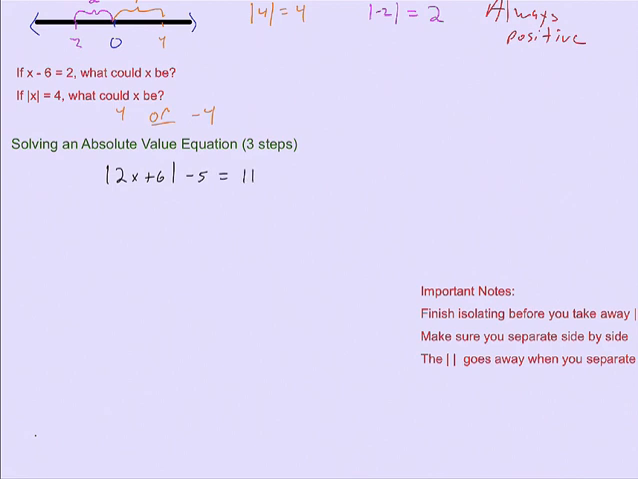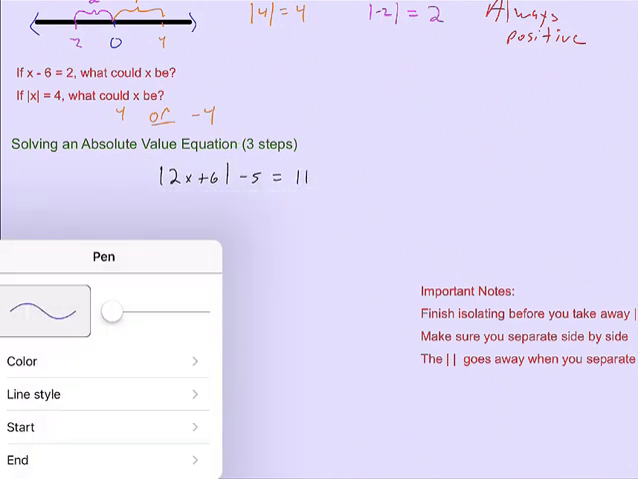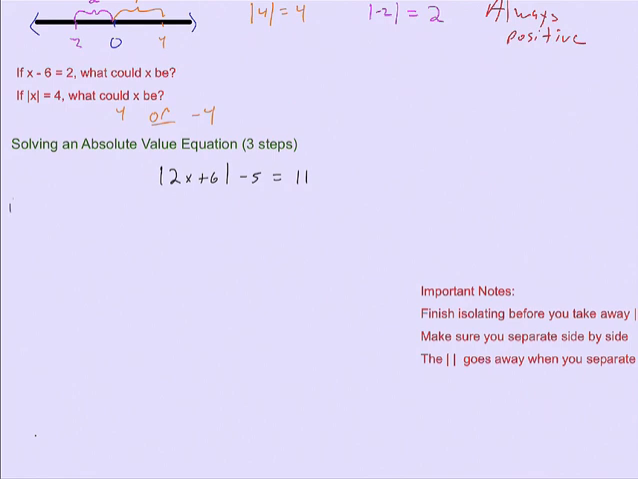And just like the simple equation above, 3x equals 9, we solved for that unknown to find out what x has to equal. We're going to do the same thing here. Move this over a bit. So we're going to do it in 3 steps. Step number 1 is we are going to isolate the absolute value.